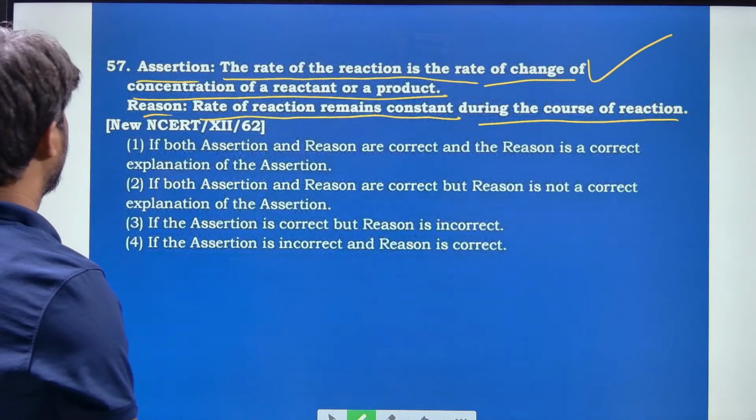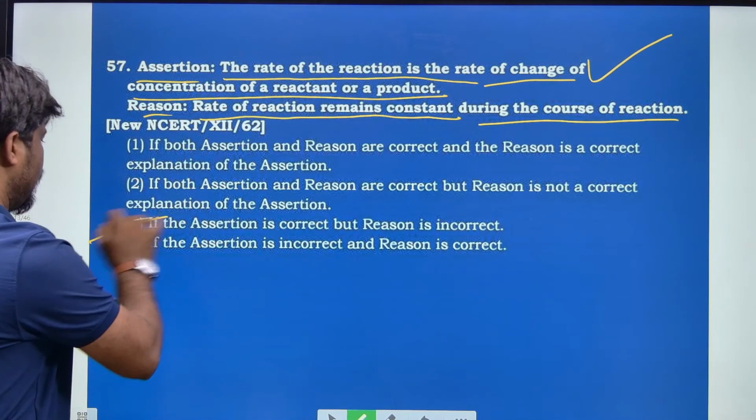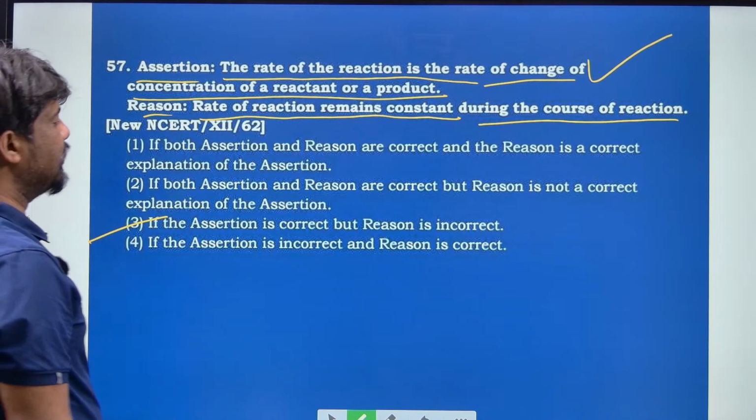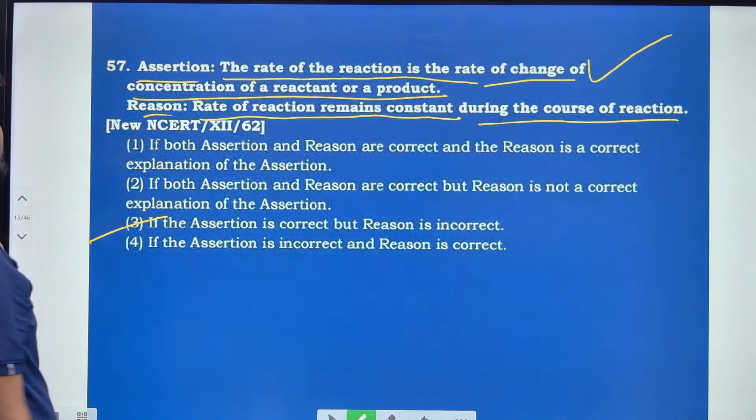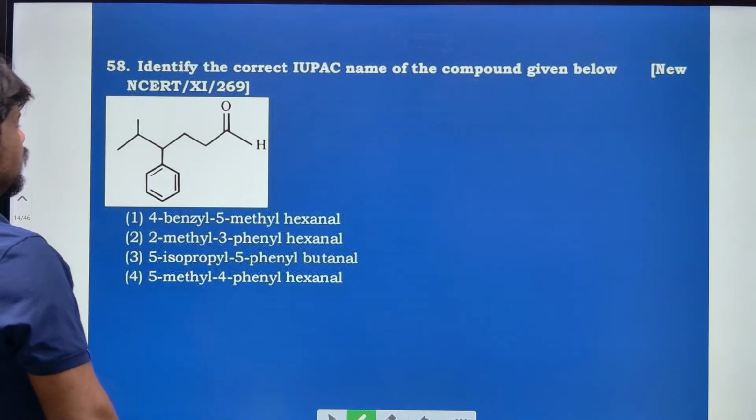Well, which is the right answer for that one? Yes, option 3: assertion is correct, but reason is incorrect. Option 3 is the right answer for the question. Dear students, go to the next problem.